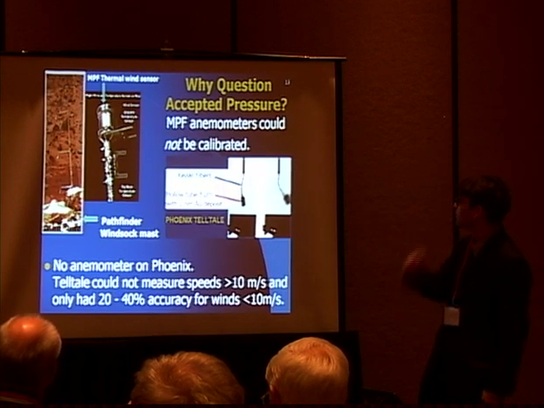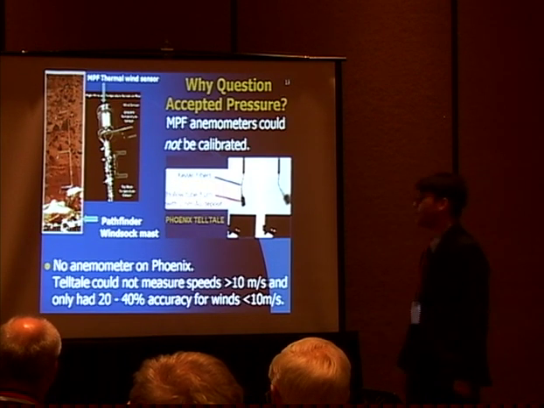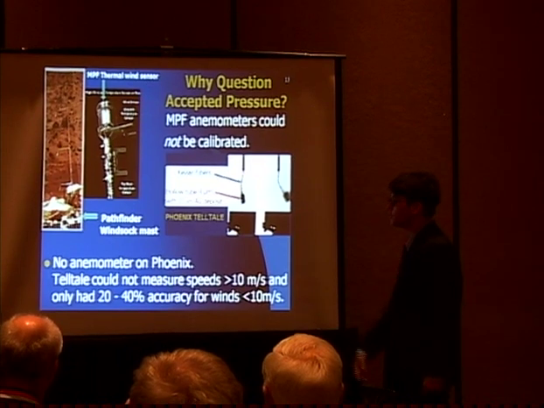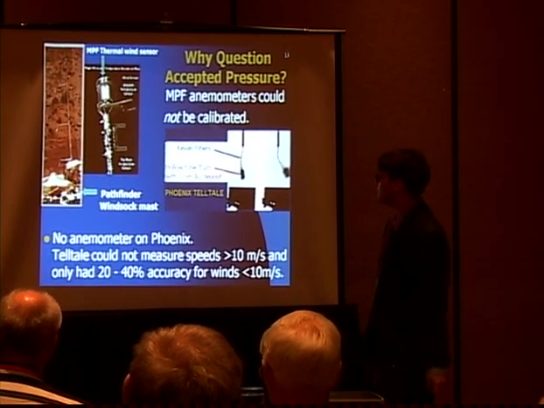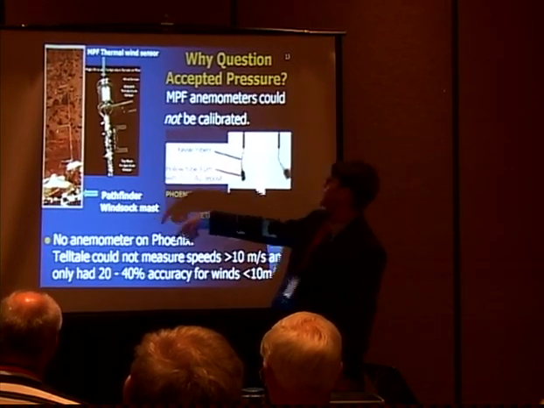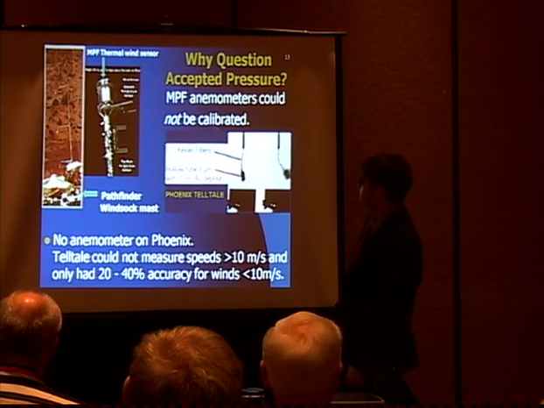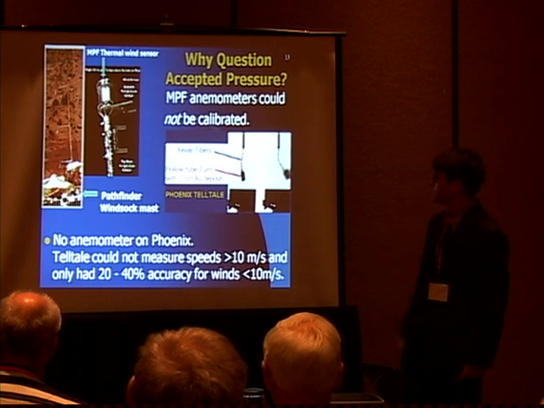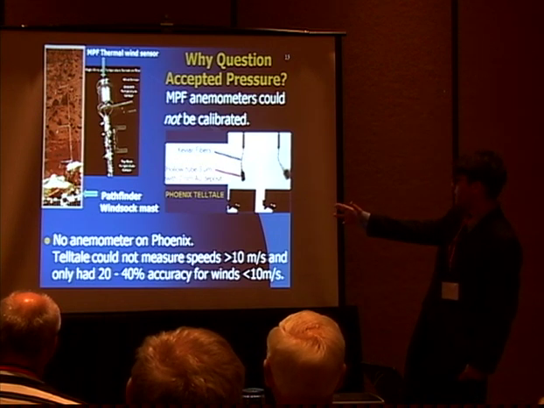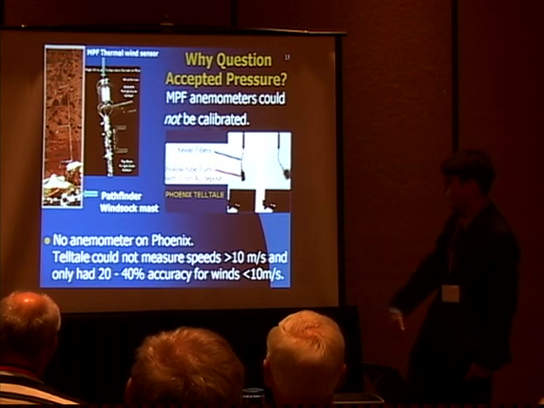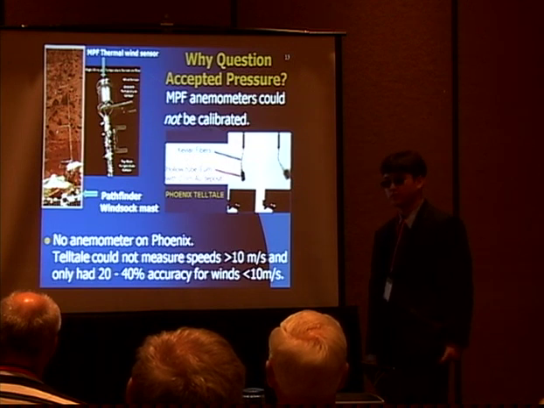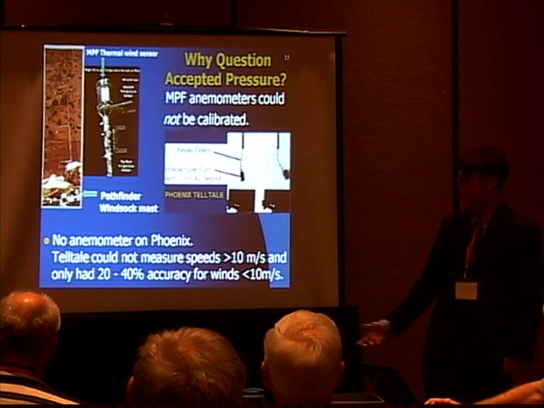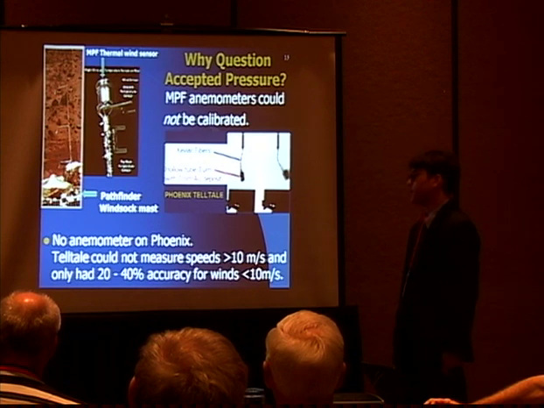Okay. Also, the Pathfinder anemometers could not be calibrated. From last year, I noticed there were actually two types of anemometers. You have these dumbbell-shaped ones on the far left, and you have this thermal wind sensor on the right. Both could not be calibrated, and calibration requires an understanding of air density. The follow-up mission, Phoenix, on the right, had a telltale. Wind speeds varied at about 22 miles an hour and could not be measured. It could just tell you that it must be less than that, with 20-40% accuracy.